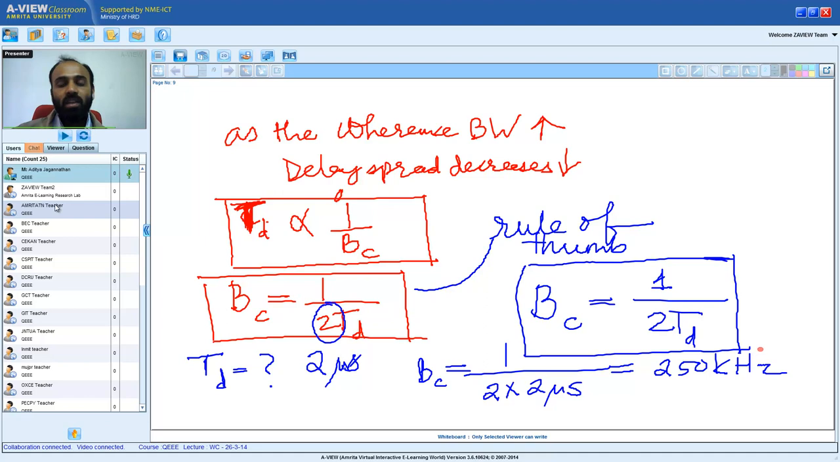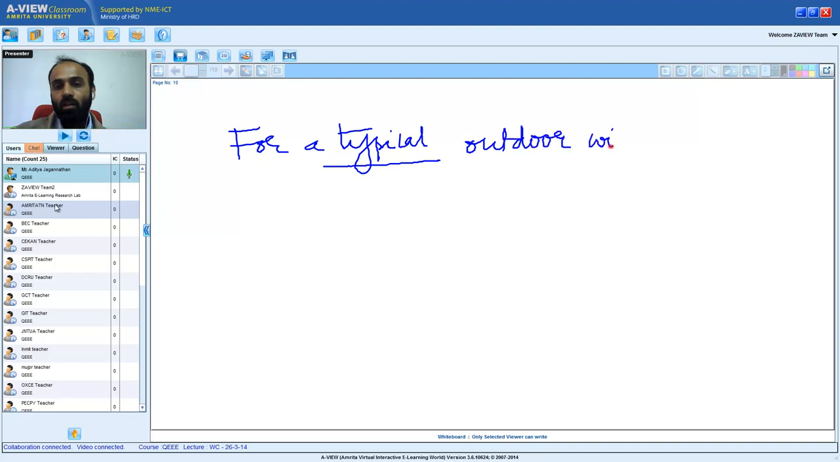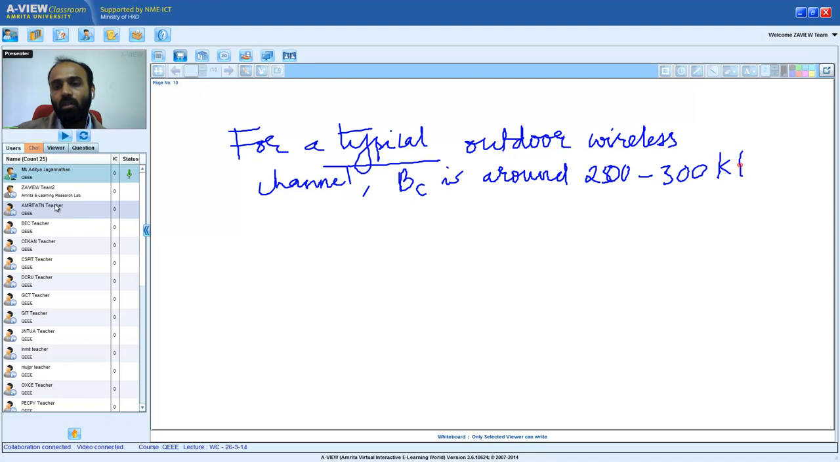For a typical outdoor wireless channel, and remember the stress is on typical, BC, the coherence bandwidth, is around 200 to 300 kilohertz. For a typical outdoor wireless channel, delay spreads are around microseconds. Therefore, BC is around 200 to 300 kilohertz. I'll take some questions shortly.